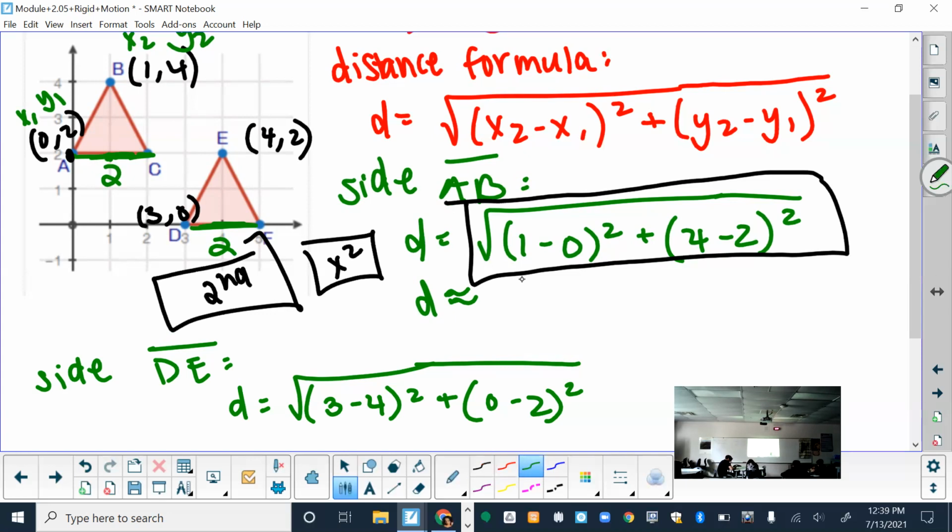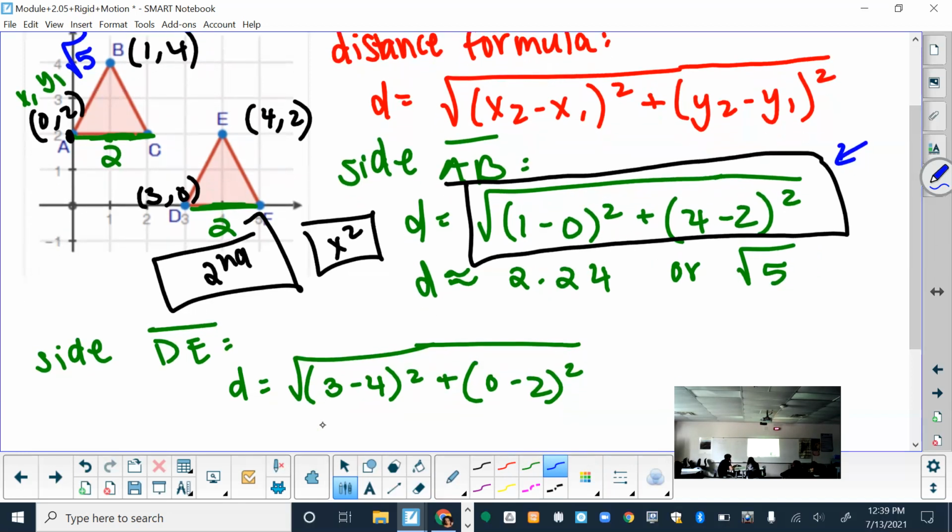All right, what did we get for the distance between A and B? If you're rounding it, put at least 2 spaces after. So 2.24. All right, or more exactly, it's the square root of 5. All right, so my distance from A to B is a square root of 5, or about 2.24 is what you're seeing on your screen if you put the whole thing at once. All right, now what did we get for side DE?